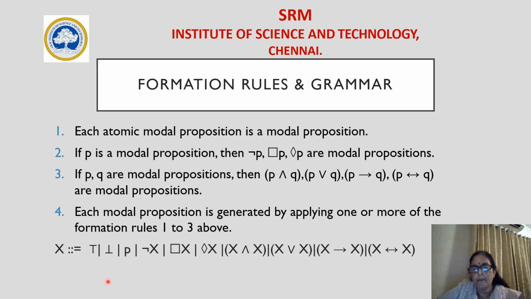So if we look at the Backus normal form of the grammar for modal propositions, and more specifically the KLogic, then we have the true value, the false value, any atomic modal proposition. And if we consider X as a valid modal proposition, then negation X, box X, diamond X, and conjunction with X, disjunction with X, conditional and biconditional are all valid modal propositions.